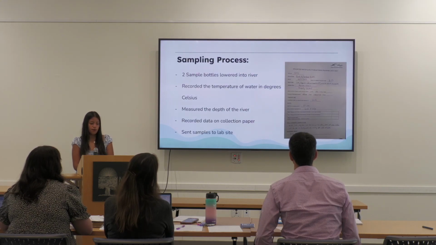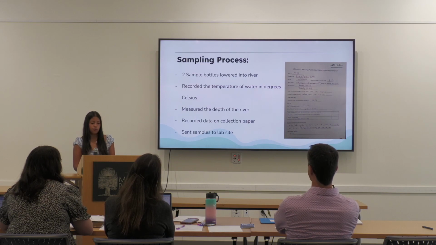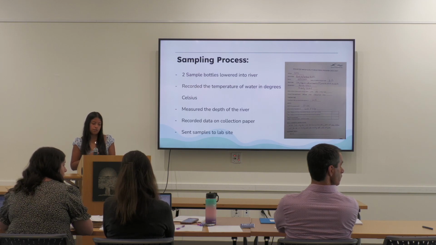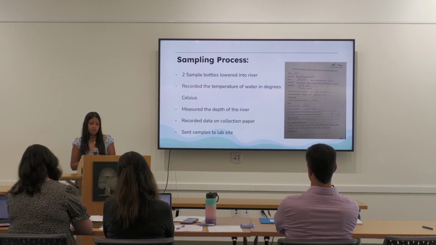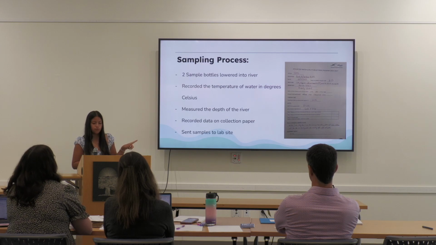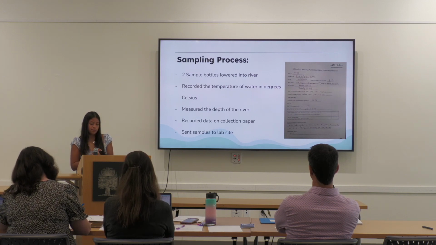So my sampling process, two sample bottles were lowered into the river. As you saw on the slide before, we recorded the temperature of the water in degrees Celsius. Then we measured the depth of the river with a rope with a weight attached to the bottom of it. We then recorded the data on the collection paper, as you can see. So the actual location is Route 115 on Baltimore Street in Villacis. It's like that little bridge, if you know where it is. We kind of just write our observations in there, and then we send those samples to lab site.